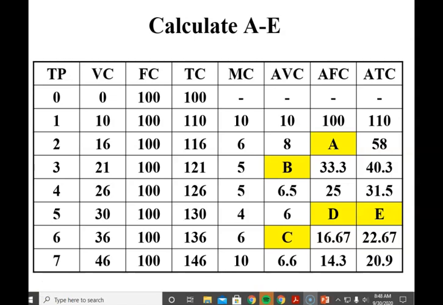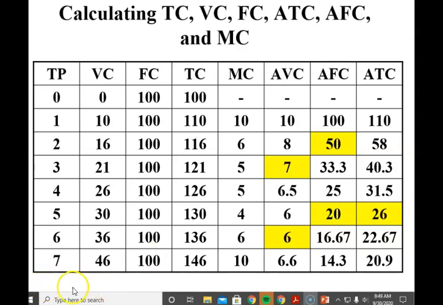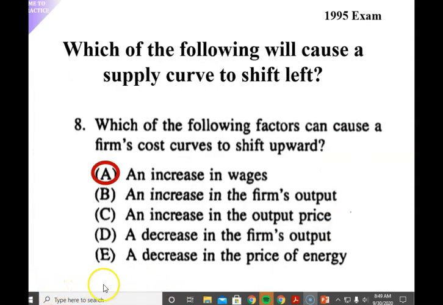Okay, pause the video and see if you can calculate A, B, C, D, and E. And here are the answers. Okay, a practice question, and the answer is A.